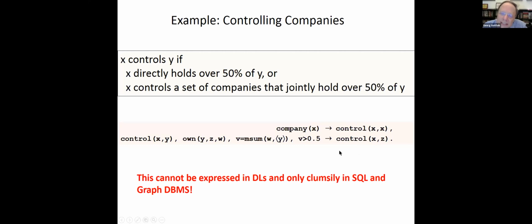This is not just a Datalog rule, it's in a slightly extended language where we also have aggregate functions and arithmetic here. And we have aggregate functions that work on monotonically growing databases in this case, monotonic aggregate functions. So of course, such rules cannot be expressed in description logics and only very clumsily in database languages like SQL. Okay, you can do it in SQL, but very clumsily. And it's very complicated to understand.